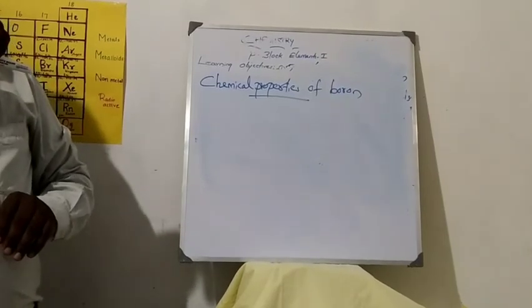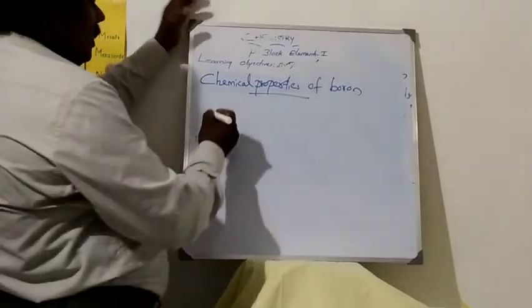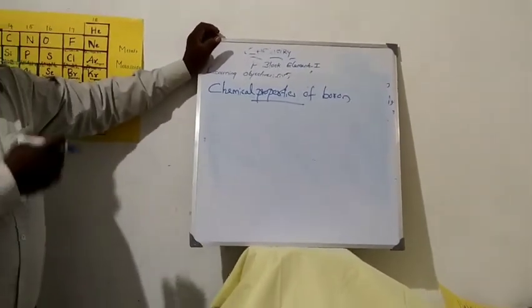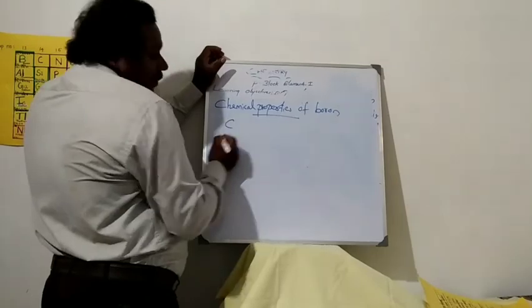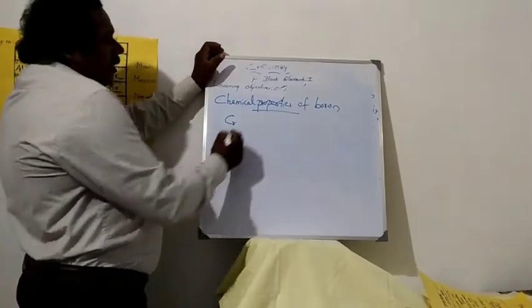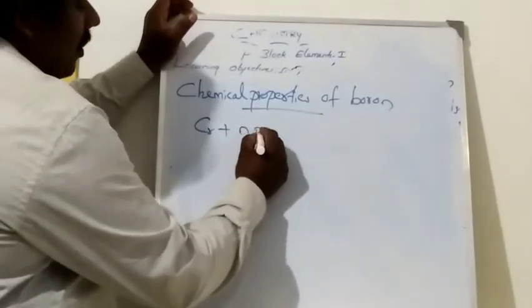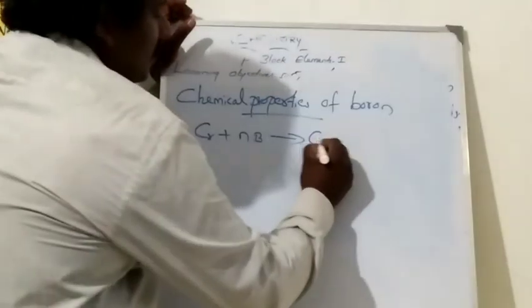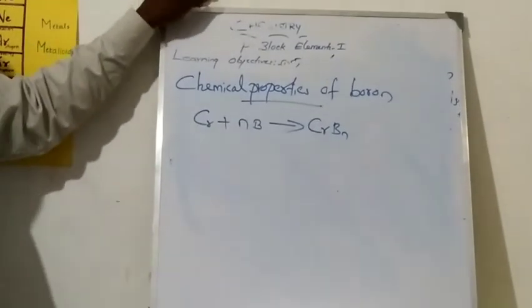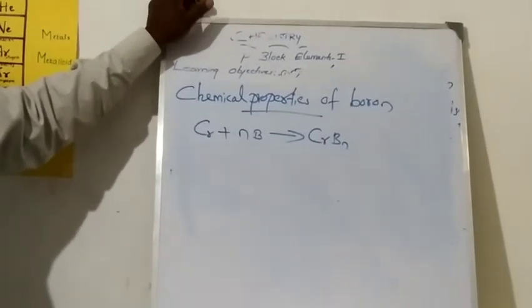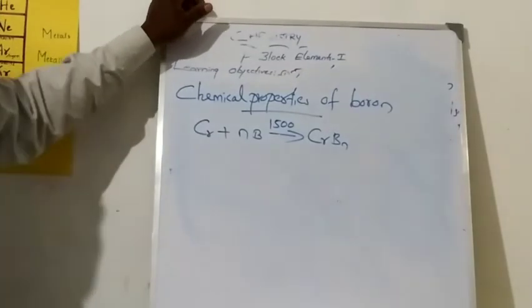Now the chemical reaction of boron. First, direct combination of metal with boron; we are taking chromium. What is the symbol for chromium? Cr, atomic number 24. Chromium metal reacts with boron and we get chromium boride, a metal boride. We are giving the temperature 1500. This is the first reaction.